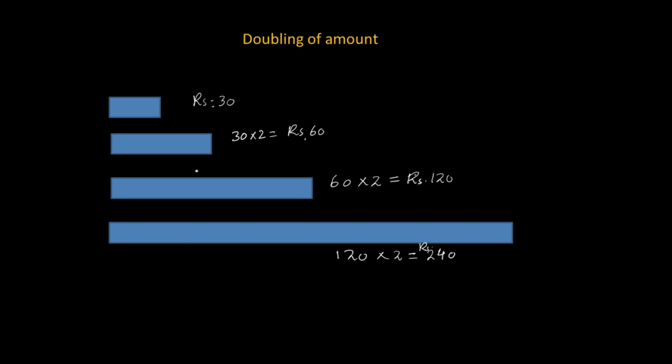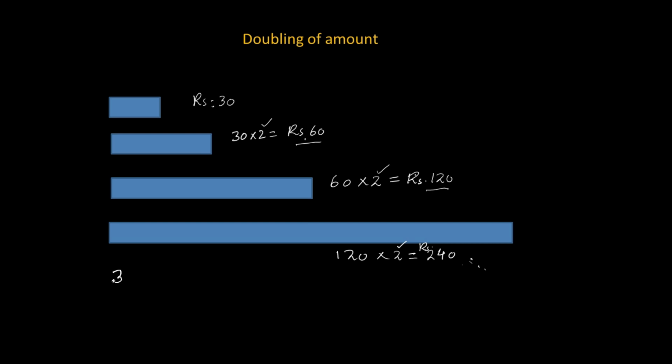So there is a sequence, but this sequence is generated by multiplying each time with a constant number. If we multiply the first term, which is rupees 30, by 2, we are getting 60 rupees, which is the second term, and this second term is multiplied with 2 and we are getting the third term, and this third term is multiplied with 2 and we are getting the fourth term. So in the same fashion we are going further.